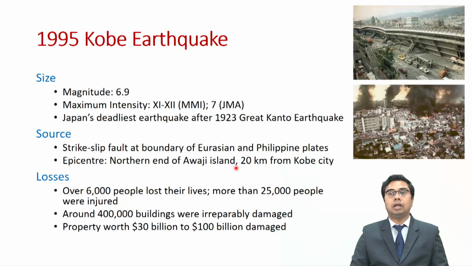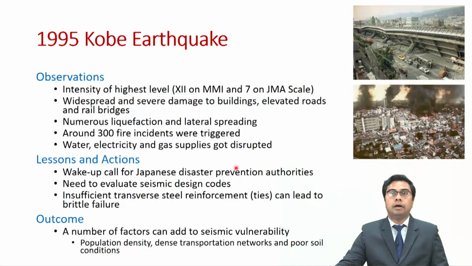In this case, the loss of lives and property was also very high. A number of buildings, elevated roads and rail bridges suffered damage of serious scale. There was numerous liquefaction and lateral spreading around the region. Around 300 fire incidents were also triggered, due to broken gas pipelines, etc. And water, electricity and gas supplies got disrupted, which also hampered the rescue operations.